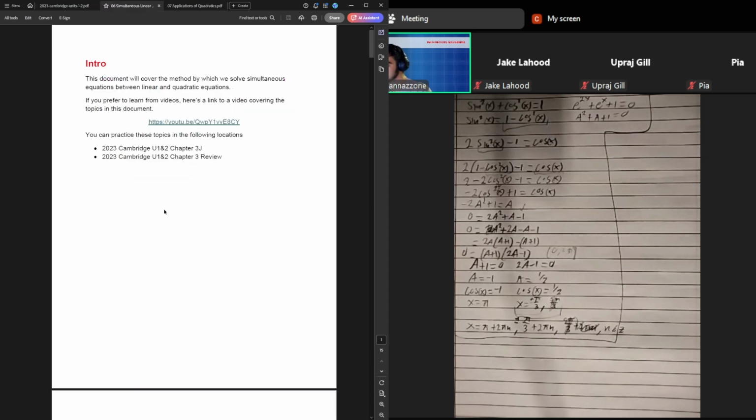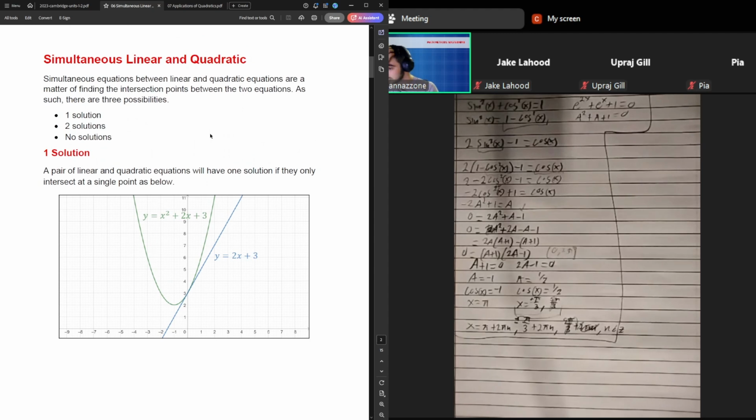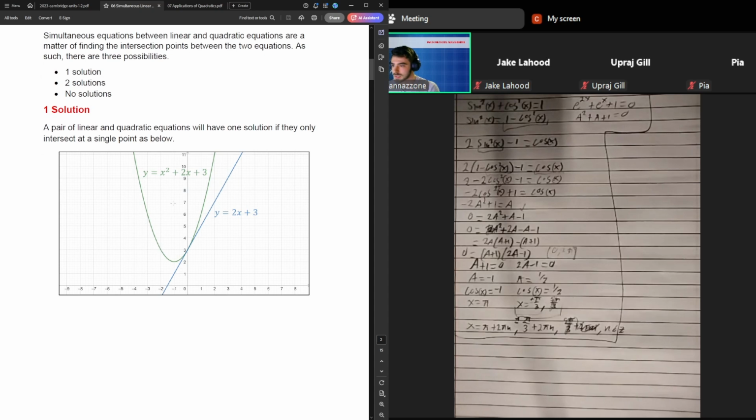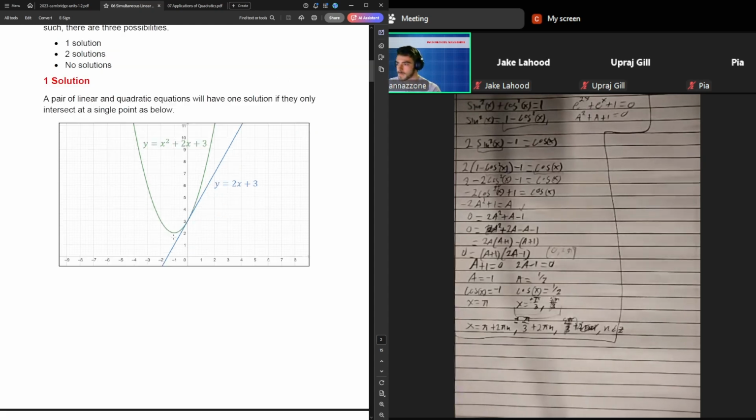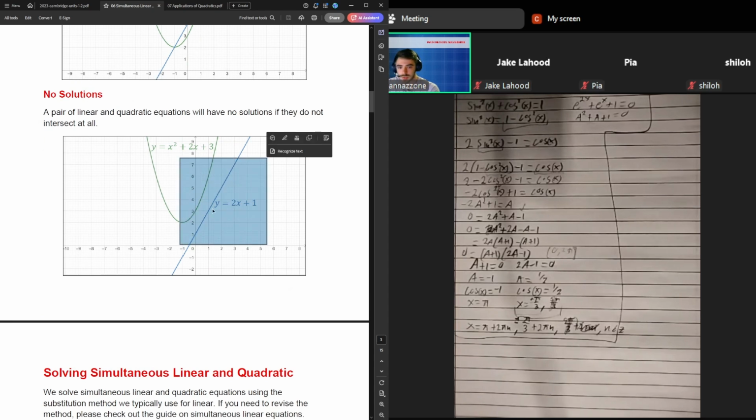Cool. So first up, simultaneous linear and quadratic. One of the applications here is usually around whether your linear is tangent, if it cuts at 2 spots, or if it cuts at 1 spot. One solution means touching at a single spot, and the linear is considered tangent. If it's 2 solutions, that's what that looks like. If there's no solutions, they won't touch at all there.